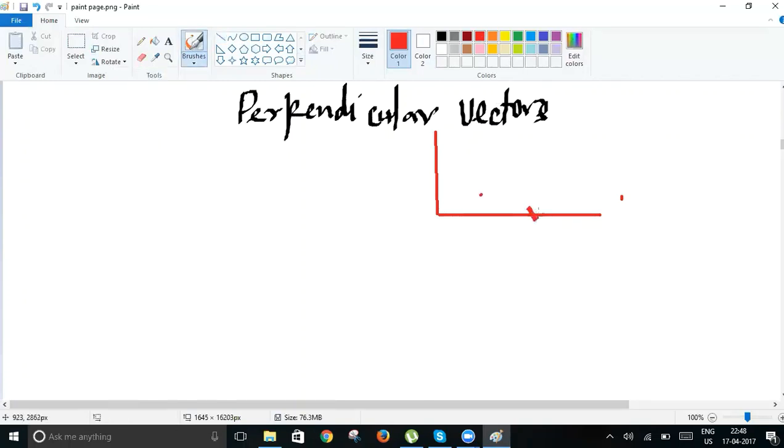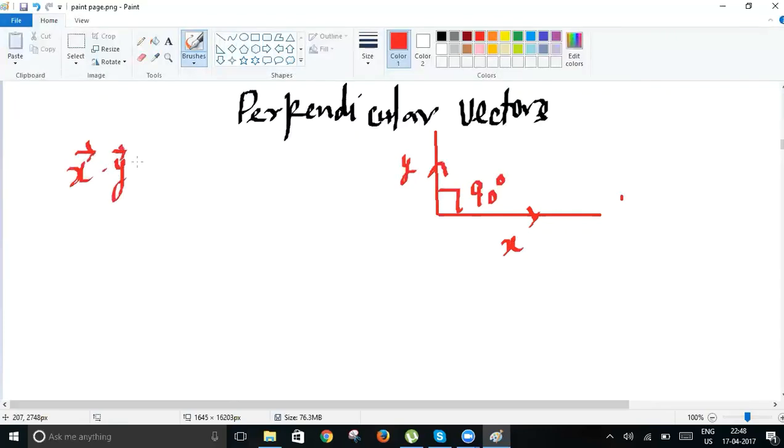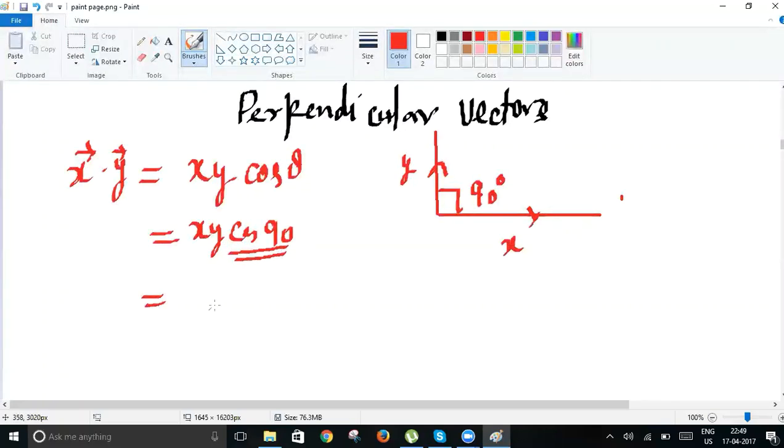I represent this vector as x and this vector as y. The angle between these two is 90 degrees. We calculate the dot product of these two vectors, x vector dot y vector. You know, x dot y is equal to xy cos theta, and in this example, this is cos 90. What is the numerical value of cos 90? It's 0. So the whole thing will become 0.